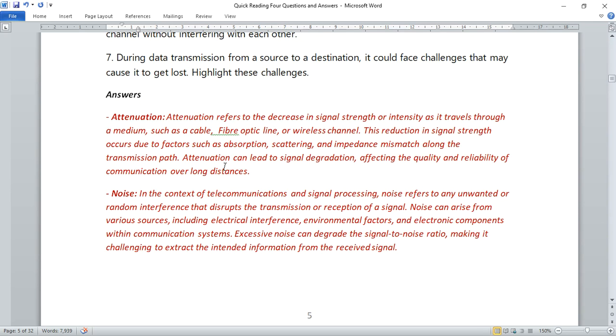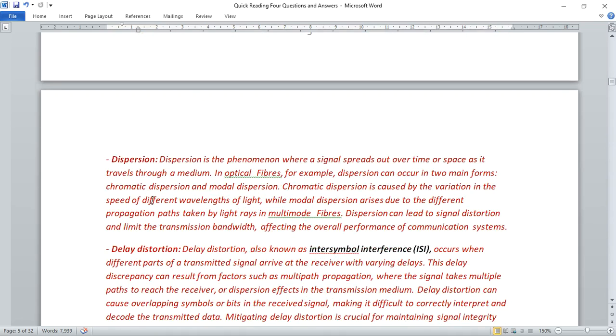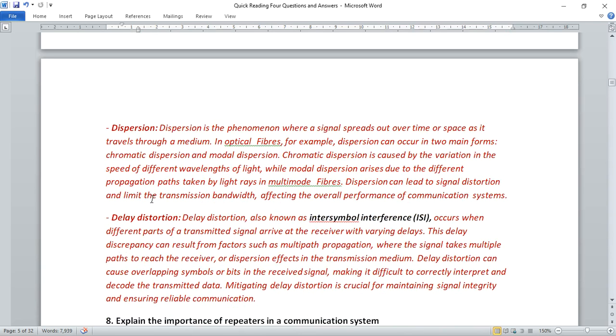Then we have noise. In the context of telecommunication and signal processing, noise refers to any unwanted or random interference that disrupts the transmission or reception of the signal. Simple and clear: noise is any interference that may affect data. Remember, you need to transmit data in a clean way.